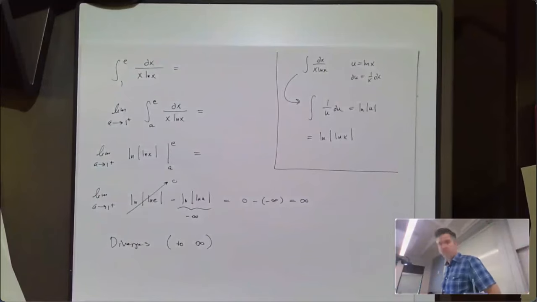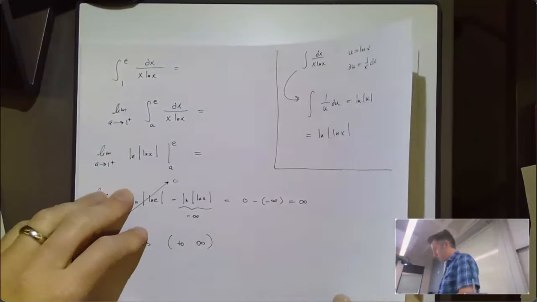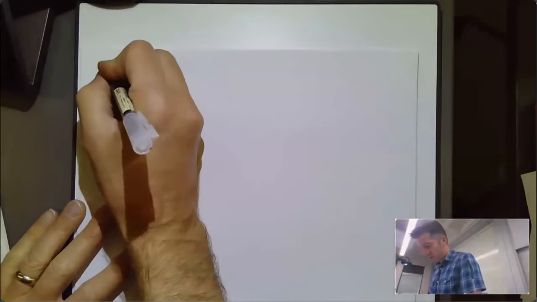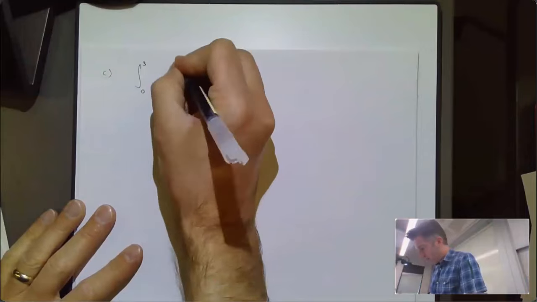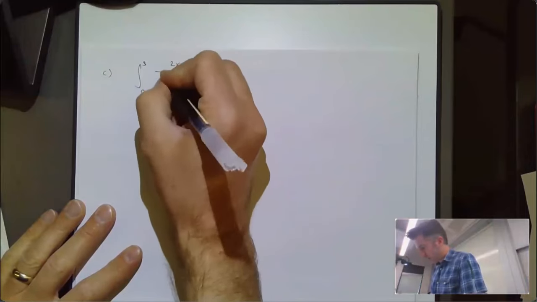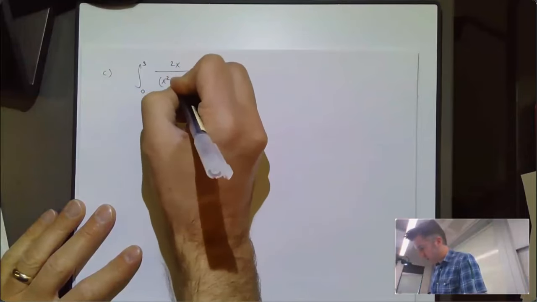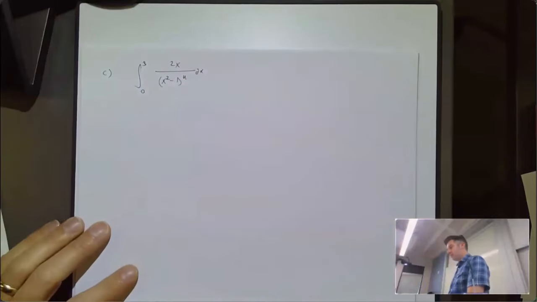Let's look at the last one of these and then we'll call it a day. The last one of these converge or diverge questions. So we have the integral from 0 to 3 of 2x over (x squared minus 1) to the 4th.